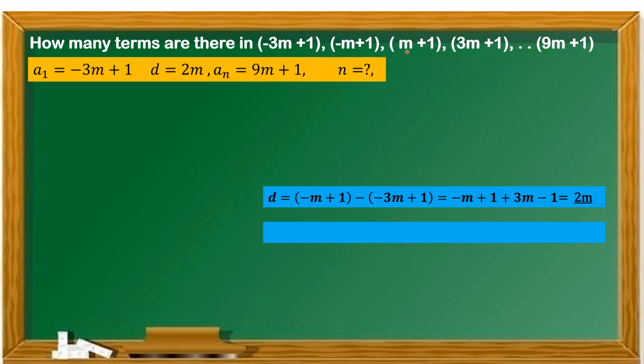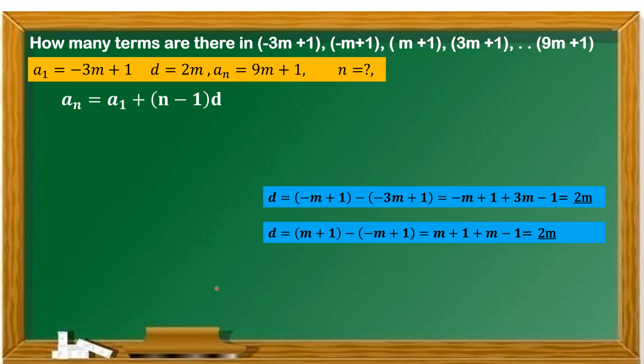Let us now have the third minus second. So the third term is m plus 1 minus our second term, which is negative m plus 1. So removing the parentheses, the negative times the negative, we have a positive m, and the negative times positive 1, we have a negative 1. So far, the m and the m here are similar terms, thus we can combine them. So this will be 2m, while the positive 1 and the negative 1 will give us a 0. And so far, the difference is consistent to have 2m. So therefore, our common difference is 2m.